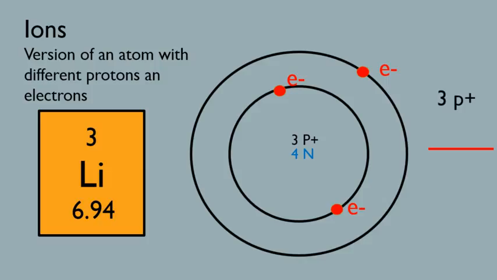And then another example is if we had the 3 protons for lithium, but it lost an electron. So now it has 3 protons and only 2 electrons. So now when we combine the pluses and minuses, we find this atom to be more positive. And so it has a +1 charge. We would write this as lithium +1. And this would be called a cation.